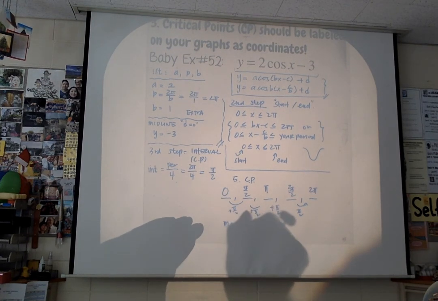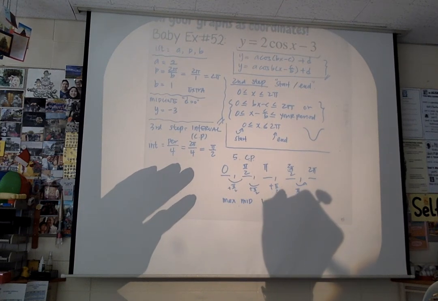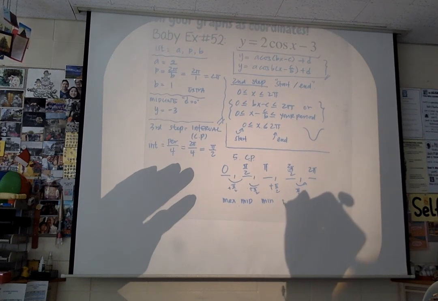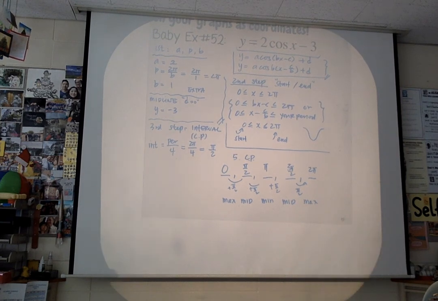That means this one must be our max. This one must be our mid. This one must be our min. This one must be our mid again. And then it goes back to max. Max to max. Okay?